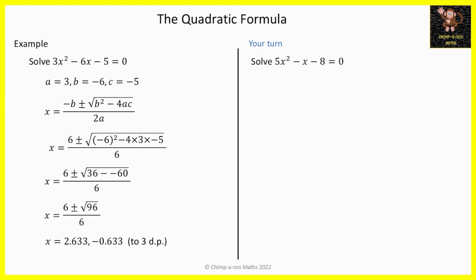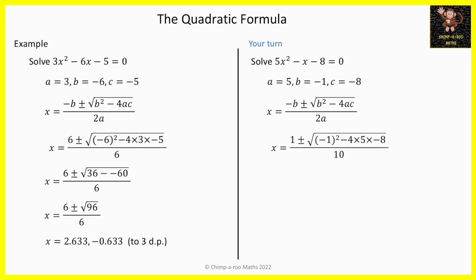Over to you now. Have a look at the left hand side and solve 5x squared minus x minus 8 equals 0. Pause this video, have a little go and come back and see how you've done. So a is 5, b is minus 1, c is minus 8. Write down that quadratic formula, substitute in the values.